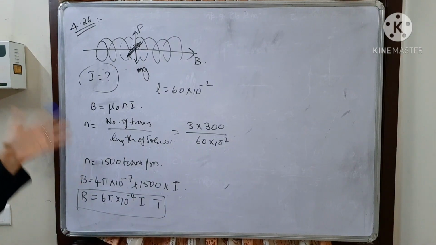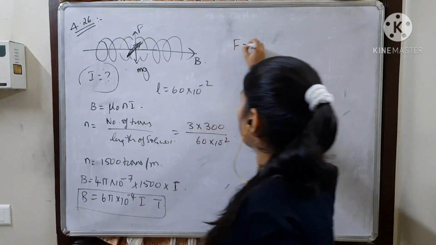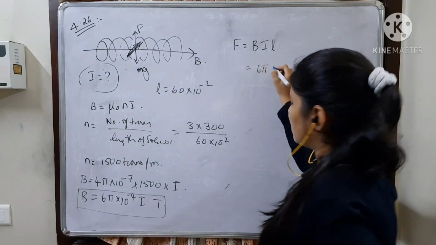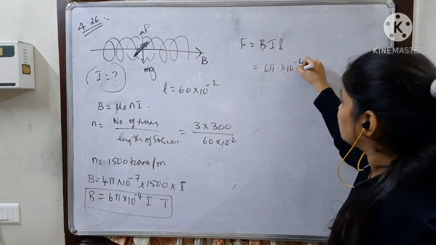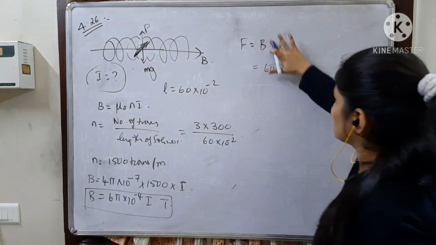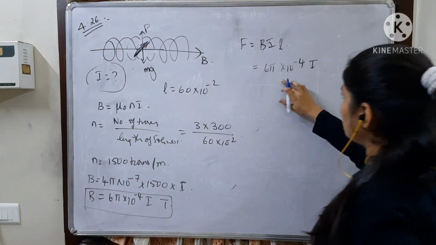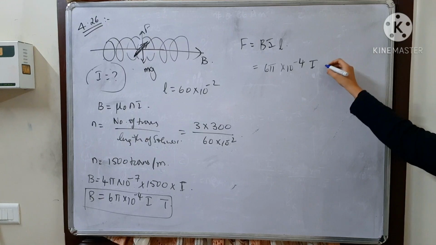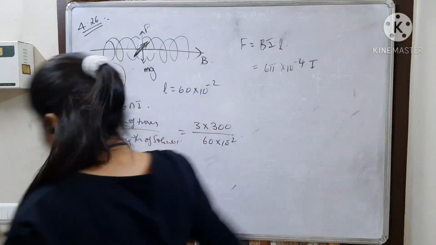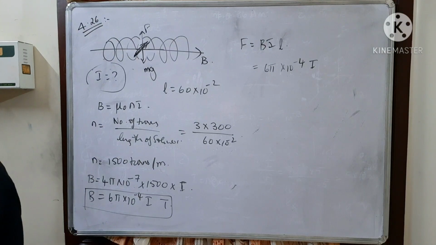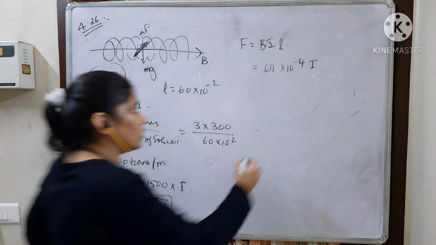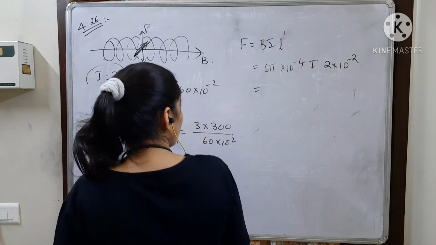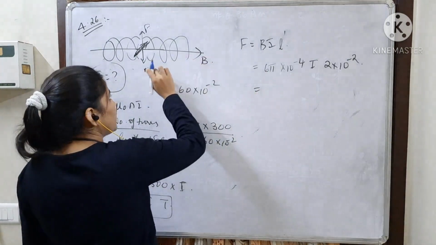So the force that should balance the weight of the object should be equal to F is equal to BIL, isn't it? So here your B is 6 pi into 10 to the power minus 4 and I is already there, so we will just not write that I again. And into the length. Now what is the length of the wire? The length of the wire is given or not? 2 centimeter long wire. So the length of the wire is 2 into 10 power minus 2. So I'll put it as L dash because the length of the wire.